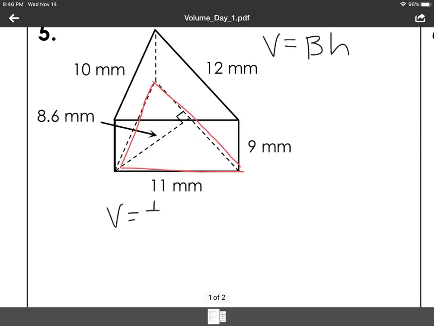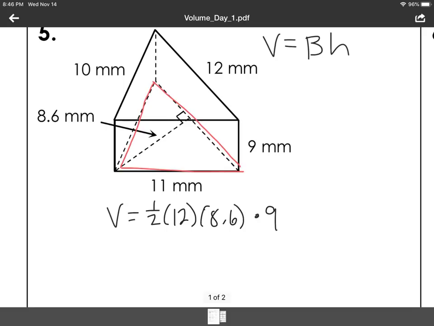So the first thing we're going to do is find the area of our triangle. So remember, area of a triangle is 1/2 the base of the triangle. So in this case, the base is going to be that 12 times the height of our triangle. So as we're looking here, the height of the triangle is this line right here, not the height of the prism, but the height of the triangle, which is 8.6 millimeters. That's going to give us the area of our base, and we're going to multiply it by the height of the prism. So basically the distance between the two bases. So here it's going to be 9 millimeters.